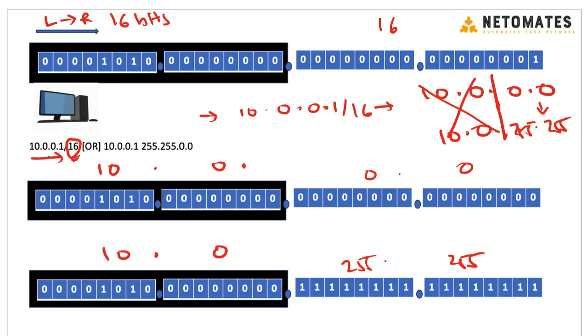Some devices will accept the subnet mask value in this format. For example, when you configure a network interface card, you can put 10.0.0.1/16. This is one way.